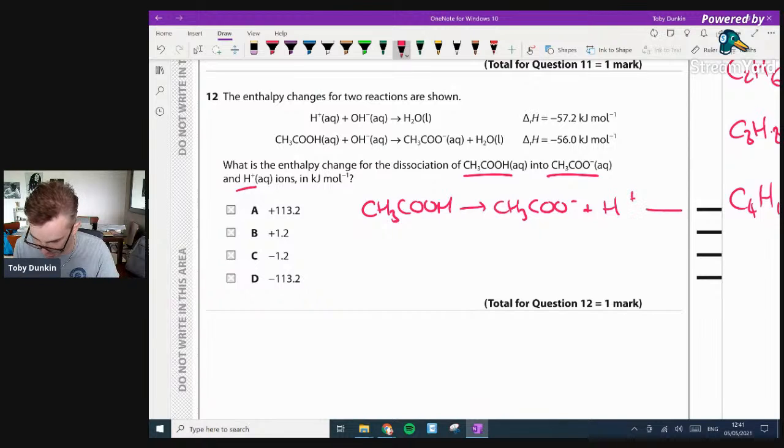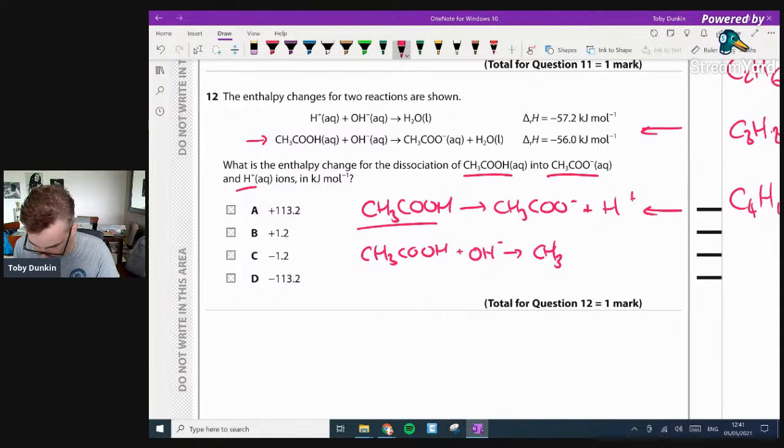Right, so I need to build this from these. Where do I get the ethanoic acid from? I get the ethanoic acid from him. CH3COOH plus OH minus goes to CH3COO- plus H2O. Right, that's just given me him and him. And the energy output was minus 56 because I haven't changed it. I haven't flipped it, I haven't done anything to it.